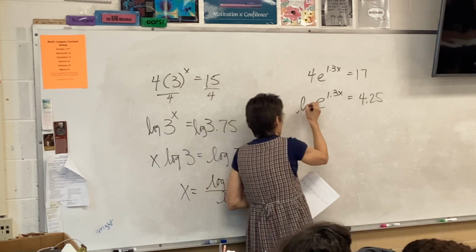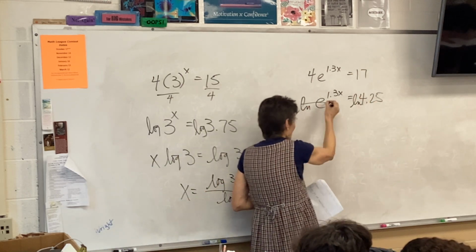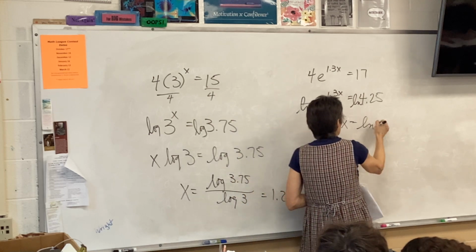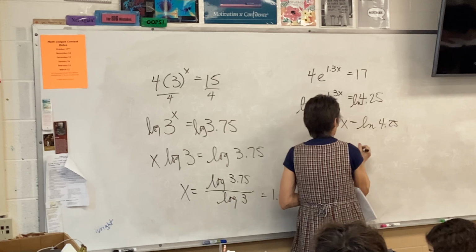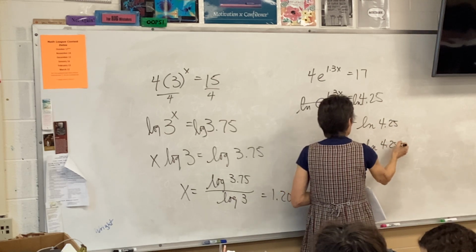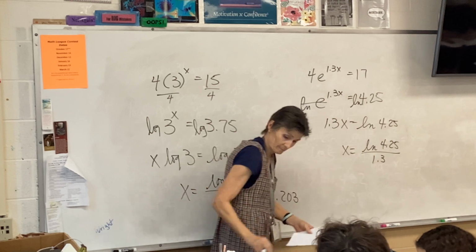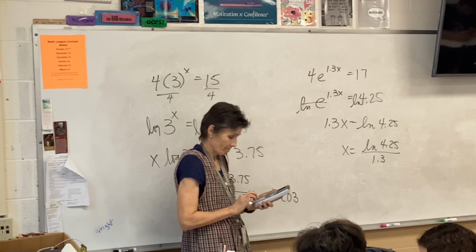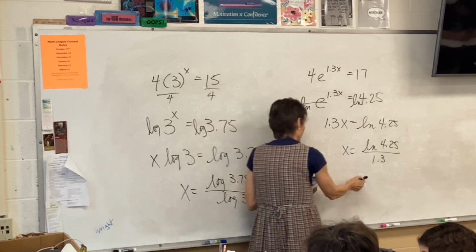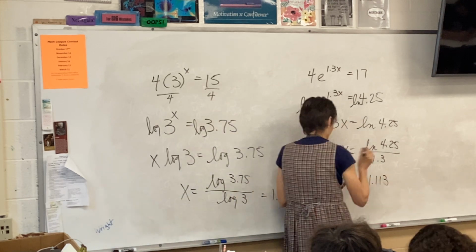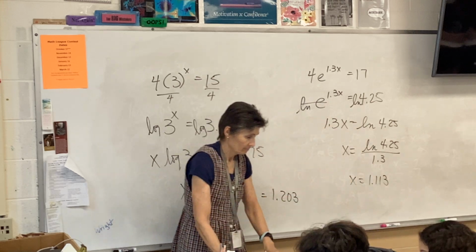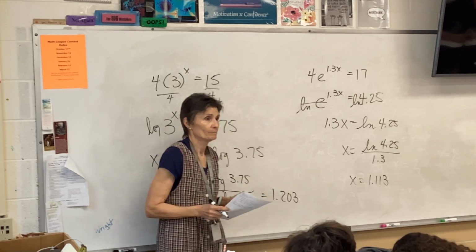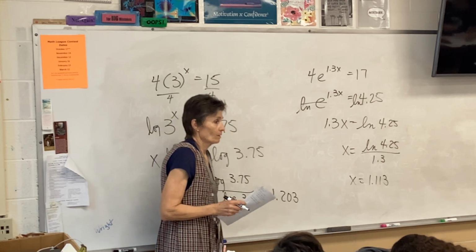Now we'll ln both sides. That actually goes away. So 1.3x equals ln 4.25. And ln 4.25 divided by 1.3 is, yep, 1.113. Awesome. We are doing great.